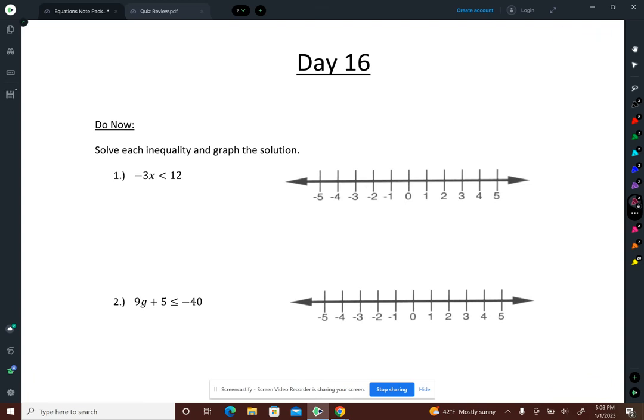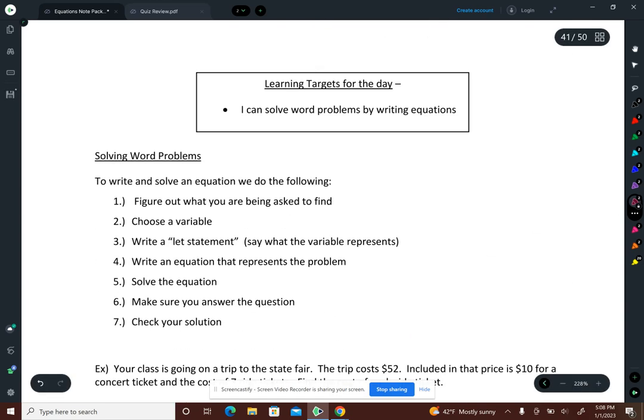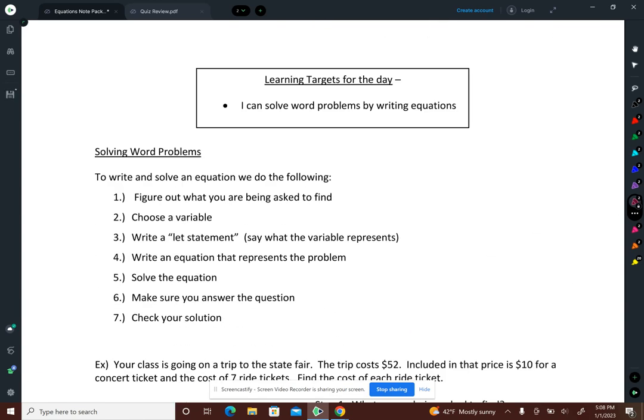This is Unit 4, Day 16, and our learning target today is I can solve word problems by writing equations. So in order to do problems like this, we're going to follow the same steps every time. So the first thing we're going to do is figure out what is the question asking us to find. Then we're going to choose a variable, so just choose like what letter you want to use.